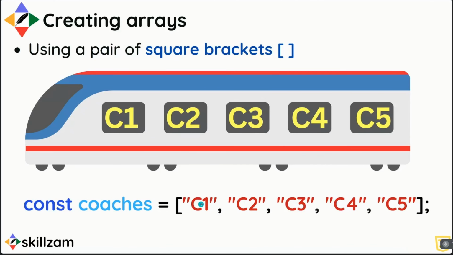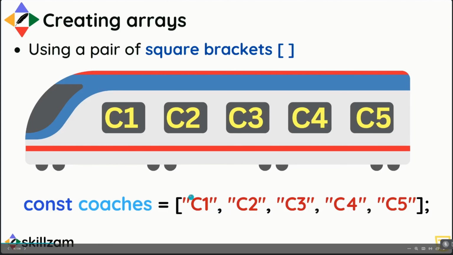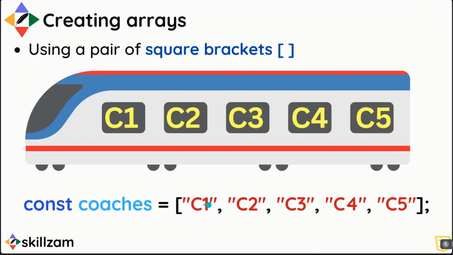Let's see that, which is const coaches is equal to C1, C2, C3, C4, C5, and these are what? These are the strings. If you put them in single quote or double quote, doesn't matter. Const coaches is equal to, open the square bracket and close the square bracket, and within the square bracket you are going to enter the elements of an array, and those elements are separated by comma. And in this case, all the elements of this array are strings. So that is the reason you can see them in double quotes, and they can also be put in single quotes like any other string as well. Okay, so using a pair of square brackets, you can create an array.